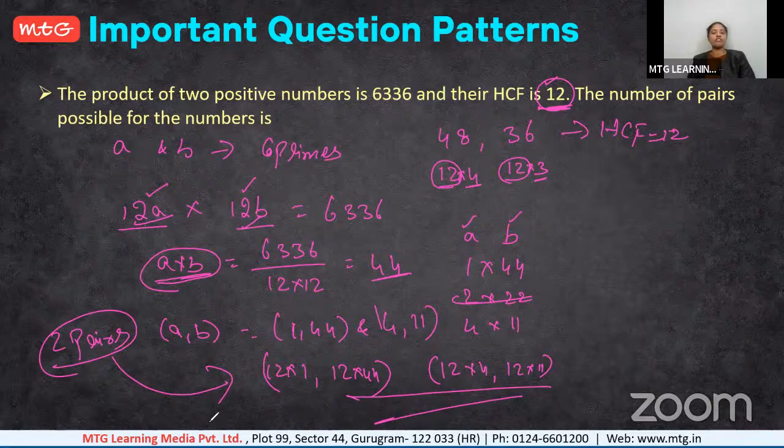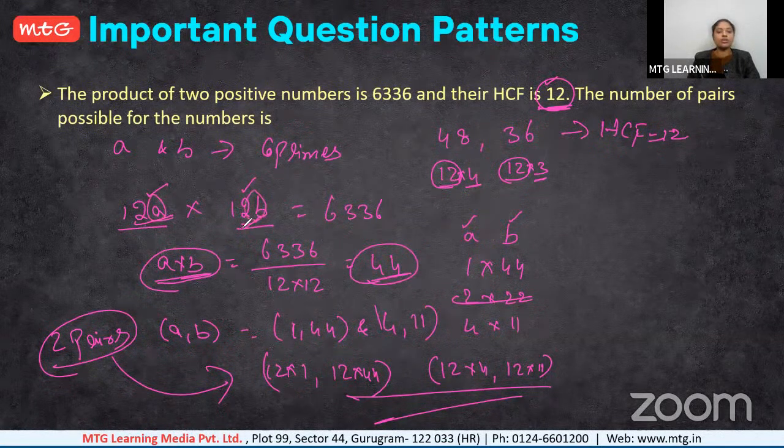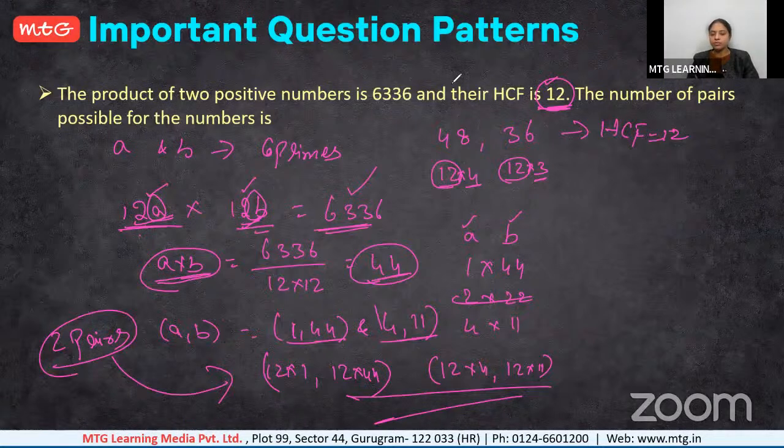These are the product of A and B. 44 is the product of A and B, which are co-primes. A and B are factors of the two numbers. 12A and 12B are the numbers. This is leading to a product of 6336. A and B is not leading to a product of 6336. 12A and 12B is leading to a product of 6336. Now again here, whatever the values you got for A and B, you multiply both and check, you'll get 6336.